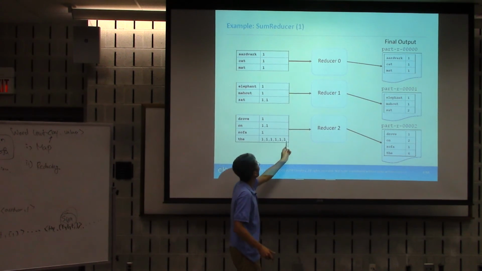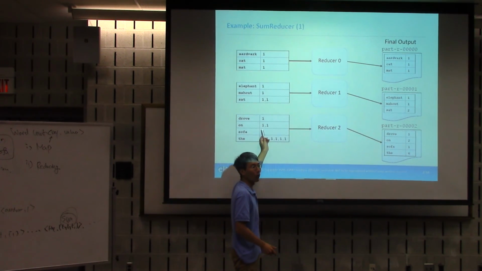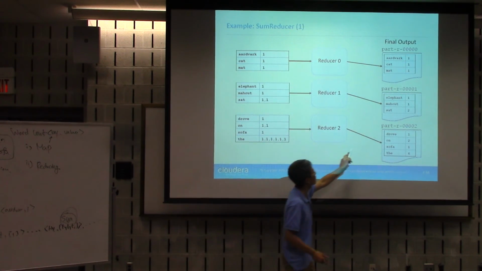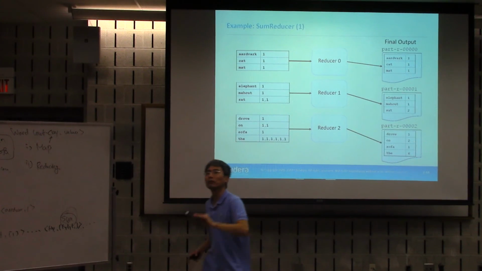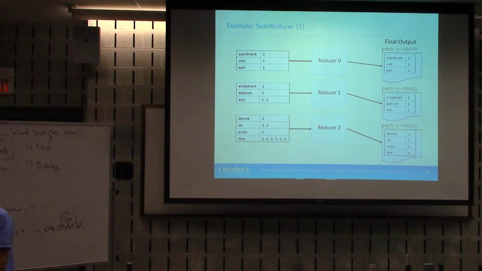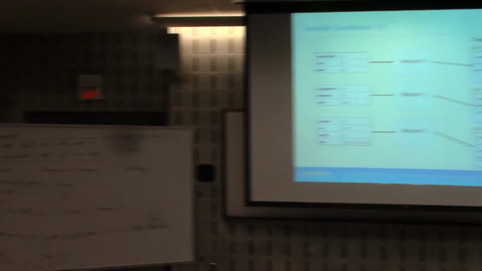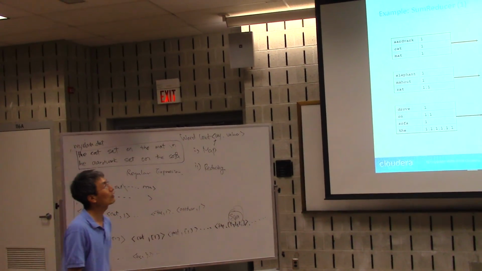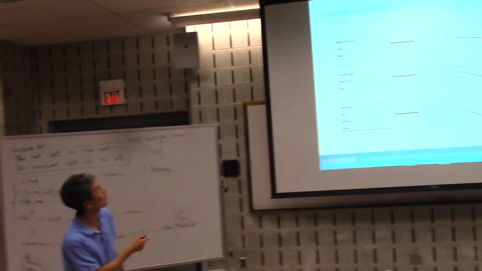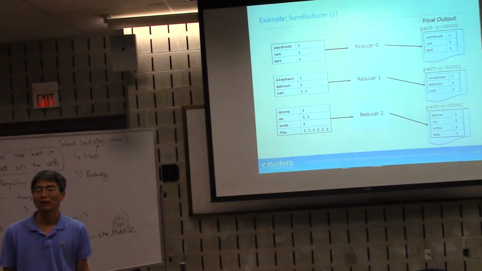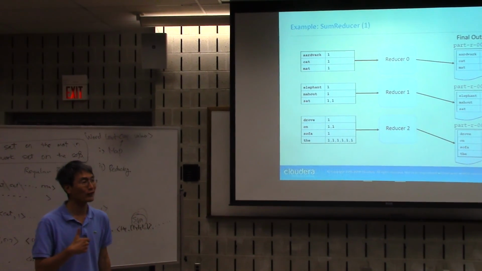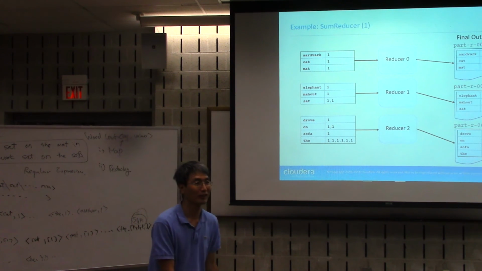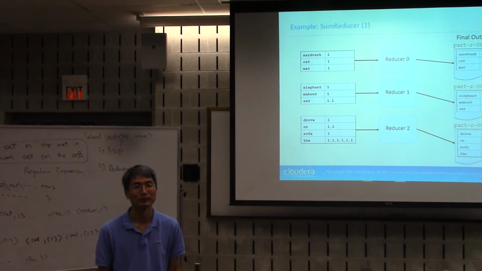Process means the adder for this. Then this is output, this is output, this is output. You have 3 output files. Finally, you can combine all together to get the final output. This is sometimes called a sum reducer. For example, the Google flu analysis is nothing but this. Any questions?